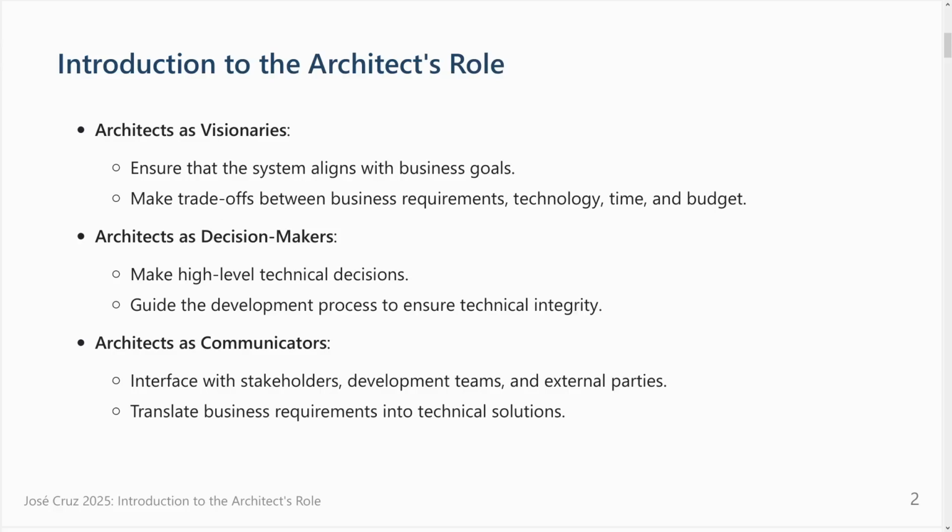So architects as decision makers make high-level technical decisions and guide the development process to ensure technical integrity. This is really important. Sometimes people see the architect as the guy that will create a blueprint and a set of rules and people will follow it. How do you know they will follow it? You have to be on them. We have to create ways, not micromanagement. It's not a good thing.